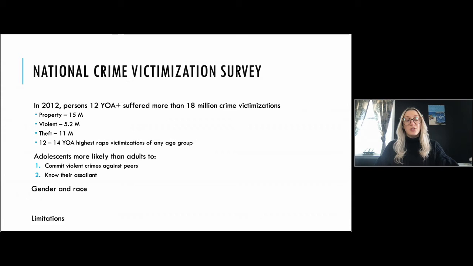But what are some limitations to national crime victimization surveys? Well, first, status offenses are not included. Victims may also forget victimizations, or victims may recall a victimization took place during the research year when it actually happened before or after the time frame that the researchers are looking at.